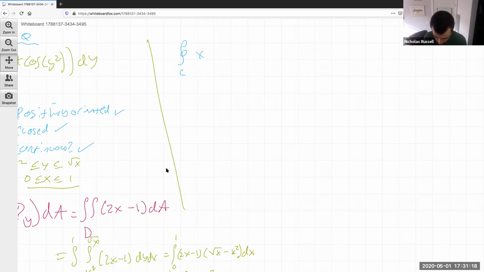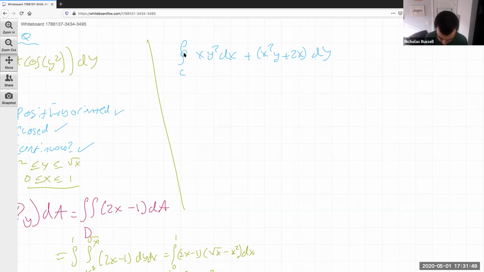So I want to point something out before I write this down. Plus x squared times y plus 2x dy. This is my curve. As a reminder, when you see this circle inside of this integral, this assumes positive orientation. This usually means positive orientation.